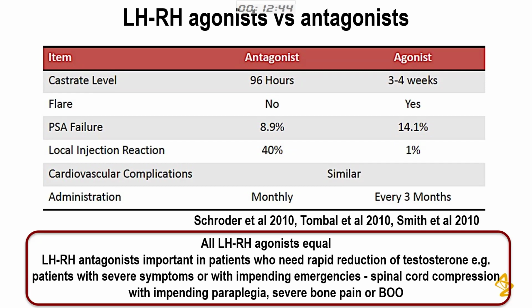The most important point is that local injection reaction is less with the agonist, only about 1% compared to 40% with the antagonist. The cardiovascular complications are around similar. For the administration schedule, for agonist we have both monthly and 3 month schedules, but for antagonist we have only monthly schedules. As we have been discussing, for patients with severe symptoms or impending emergencies like spinal cord compression, severe bone pain or obstructive symptoms, we require antagonists.